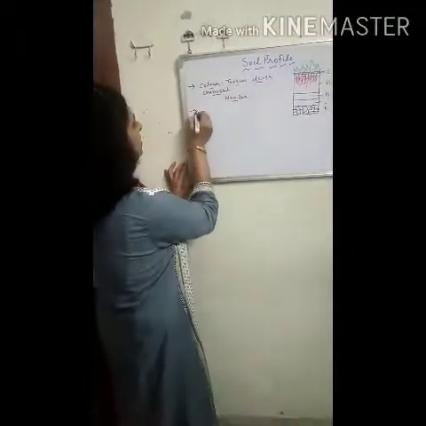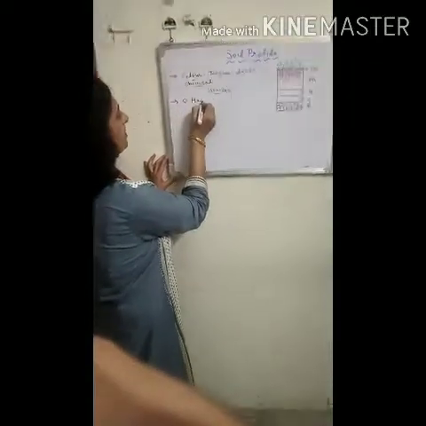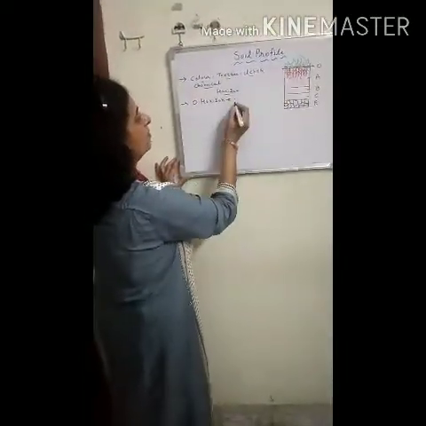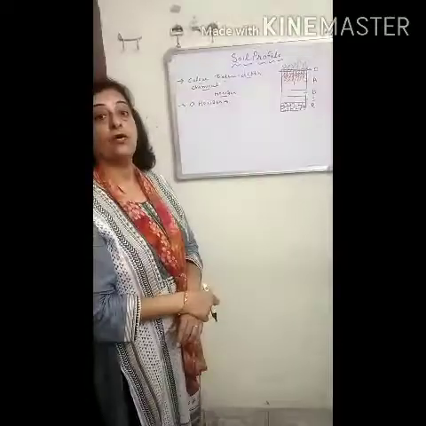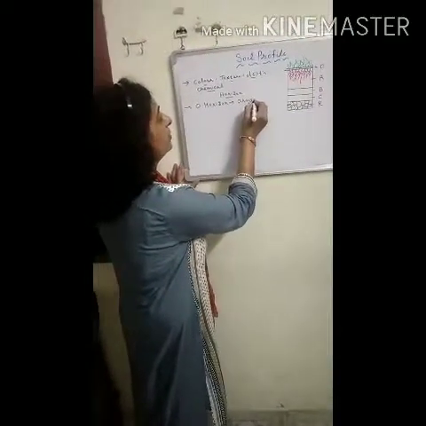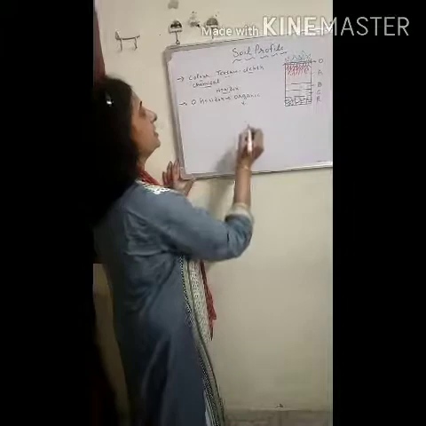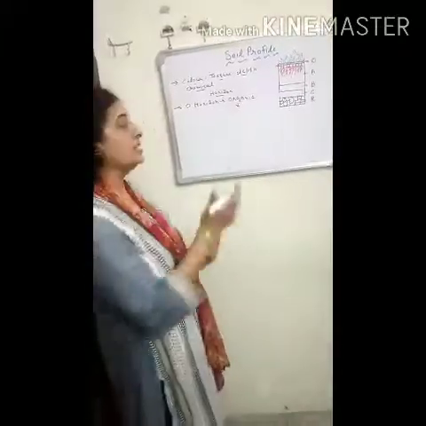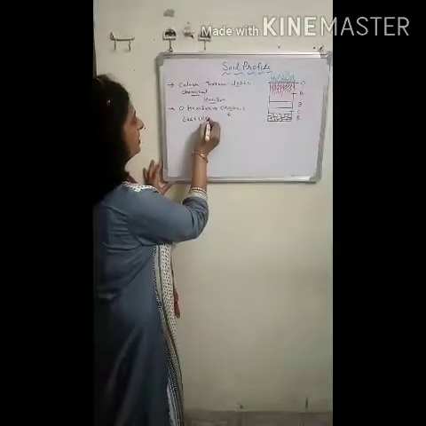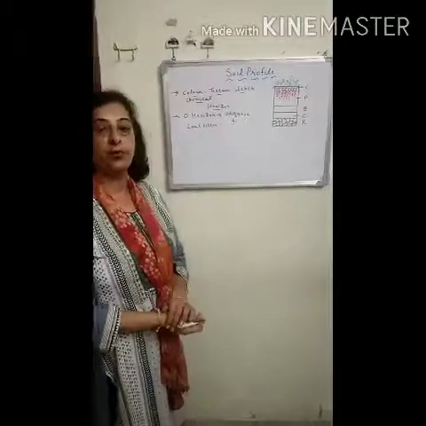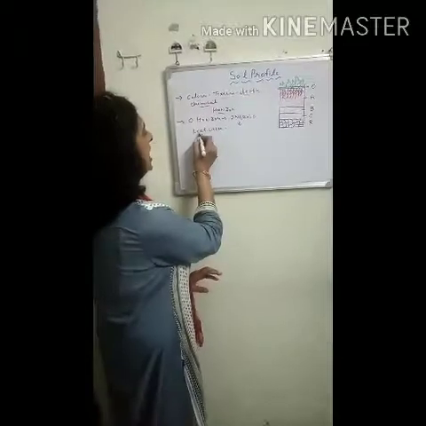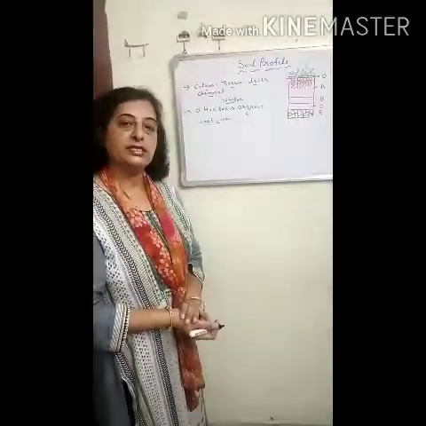First of all, the O horizon. It is the uppermost and organic layer of soil, and this layer is made up of leaf litter and partially decomposed organic material.